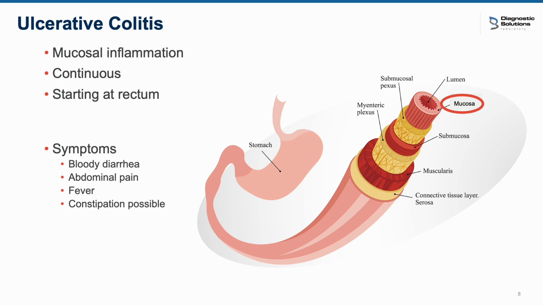Instead of having discontinuous lesions or skip lesions, we've got continuous, and it's usually starting at the rectum, working its way upwards. So it'll start at the bottom, you'll see it in one continuous disease state, working its way upwards. And then very, very similar symptoms to Crohn's disease.